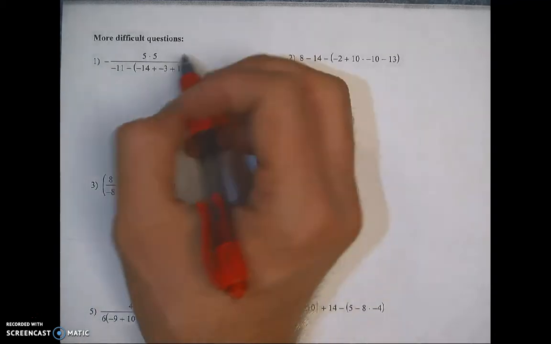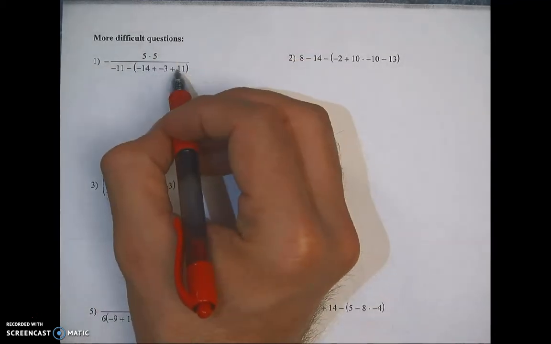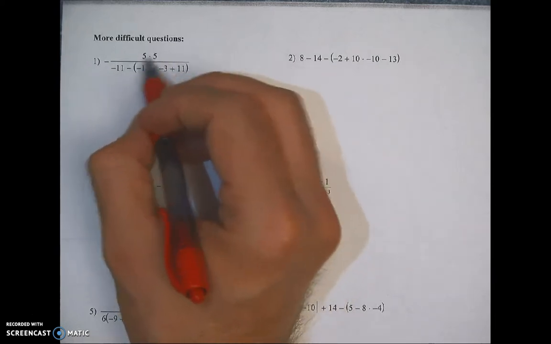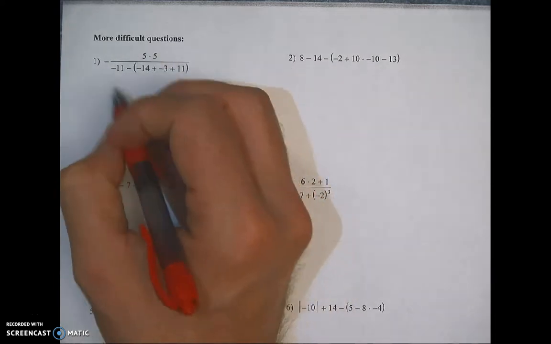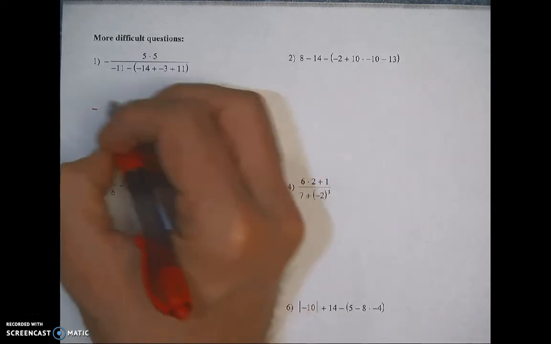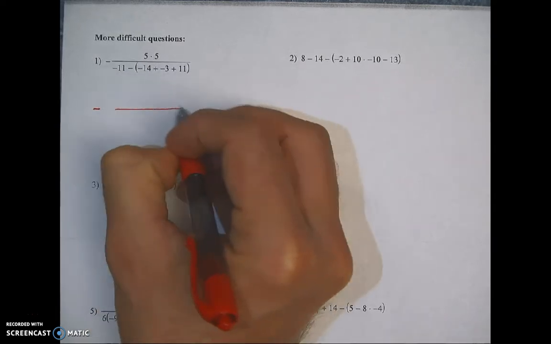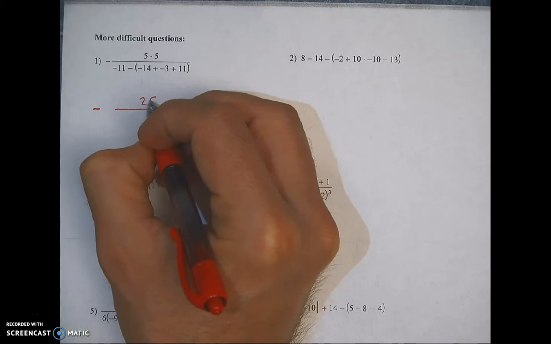So first thing I need to do is simplify the top, simplify the bottom, and then divide. On the top, that's going to be 25. So I'm going to start rewriting this. The negative needs to stay out front of the whole thing. We'll deal with that later. The top is going to become 25.